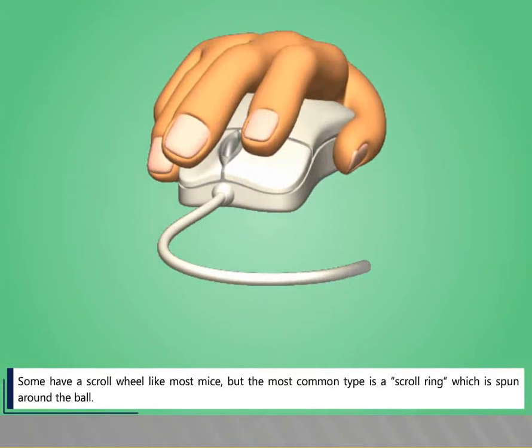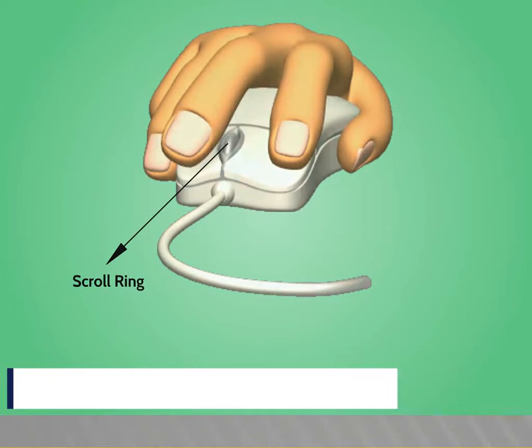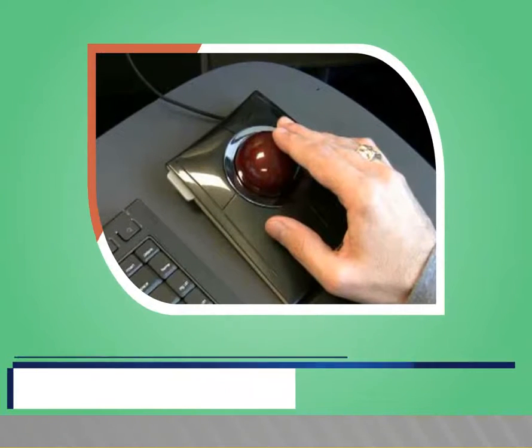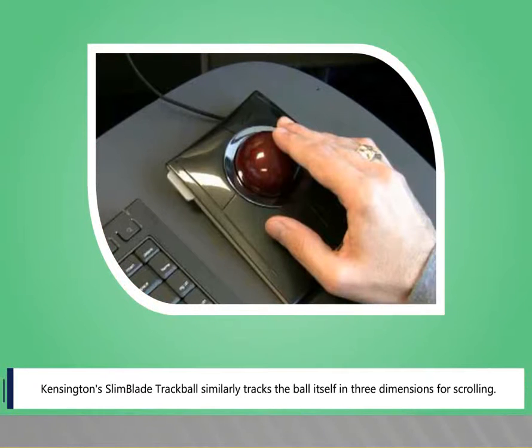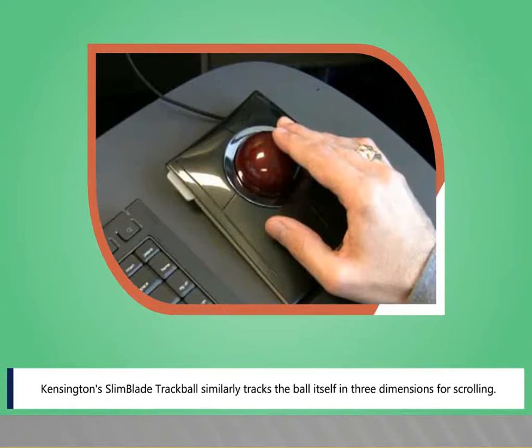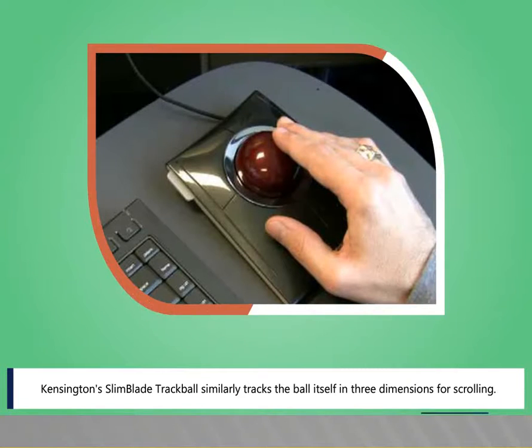Some have a scroll wheel like most mice, but the most common type is a scroll ring which is spun around the ball. Kensington's SlimBlade trackball similarly tracks the ball itself in three dimensions for scrolling.